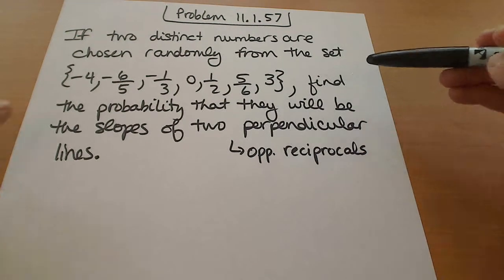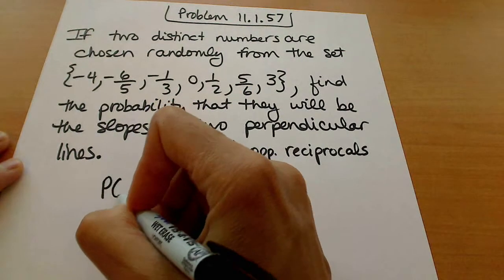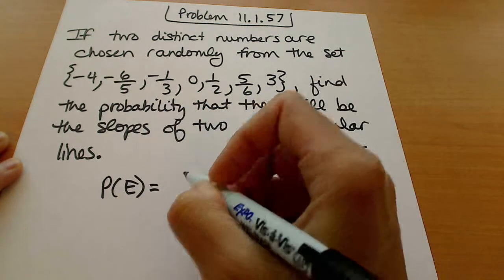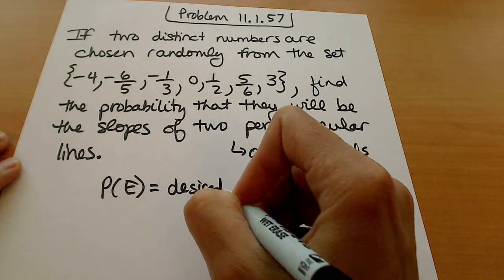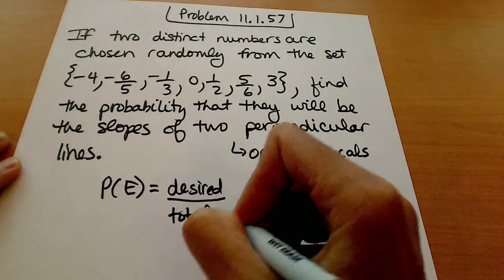So if we look at this list, and well, actually, before we go there, remember that probability is always dealing with your desired outcome over the total number of possible ways to get the outcome.